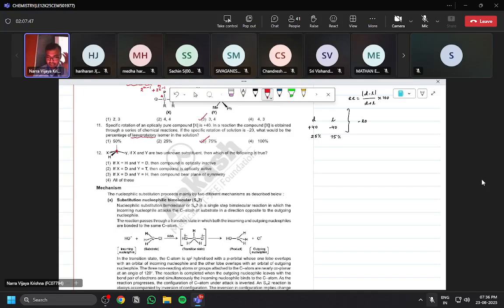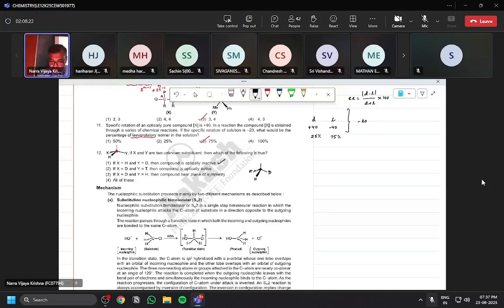If X and Y are two unknown substituents, then which of the following is true? Now what they are saying, this is methyl, this is hydrogen, this is X, this is Y. If X is H, Y is D, that is deuterium, it is not optically active. Correct, sir? Then it is not optically active. Optically inactive means option 1 is correct.